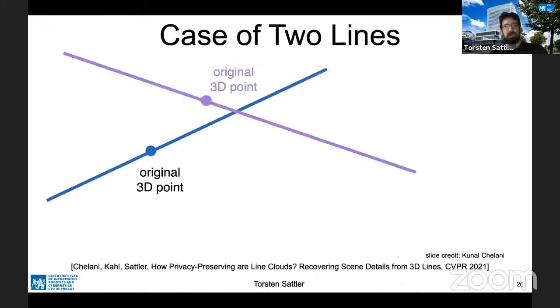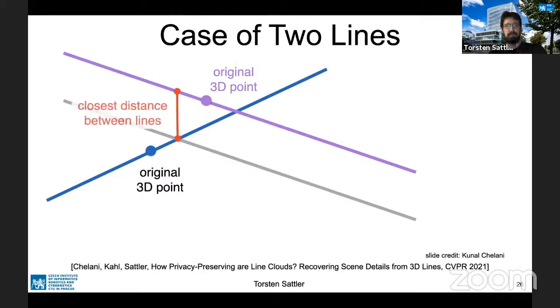So let's look at the case of two lines, and this only makes sense in 3D. So these are 2 3D lines. This is meant to be the shadow of the pink line. Because the whole technique that I'm going to present is not going to work in 2D. So if you have 2 lines, you can compute the closest distance between the lines, and you can look at the closest point to the line.